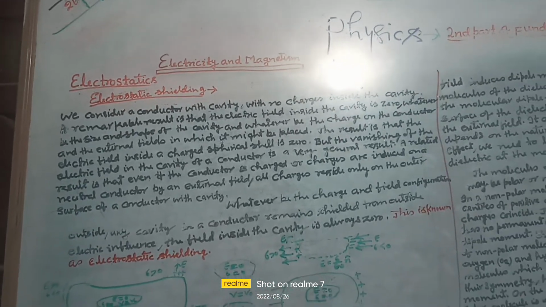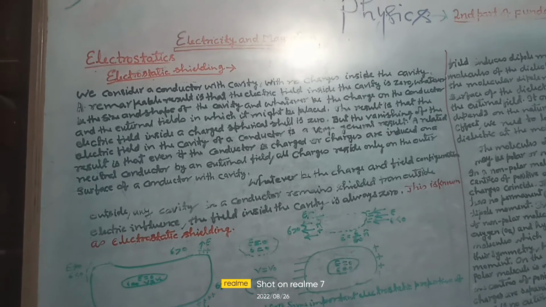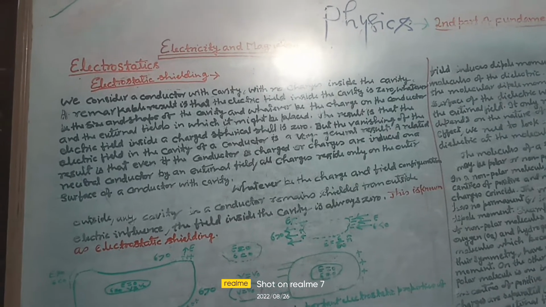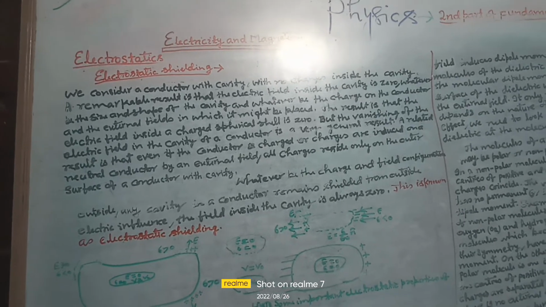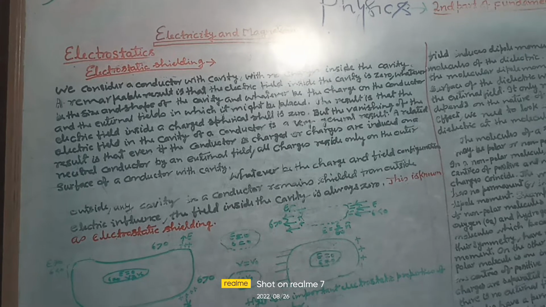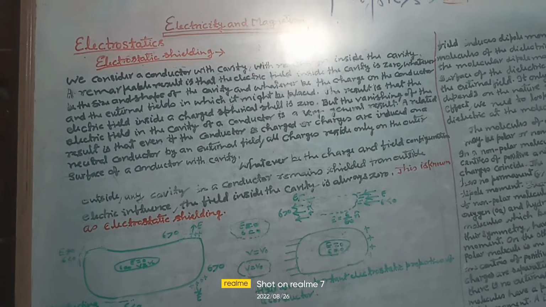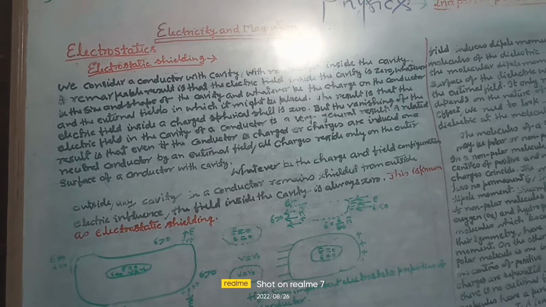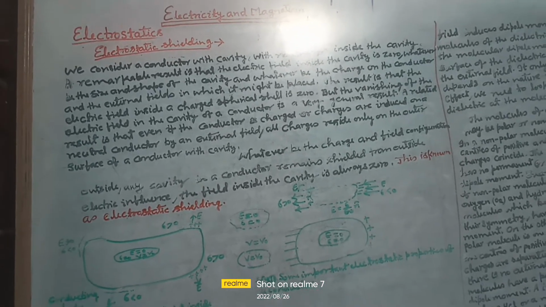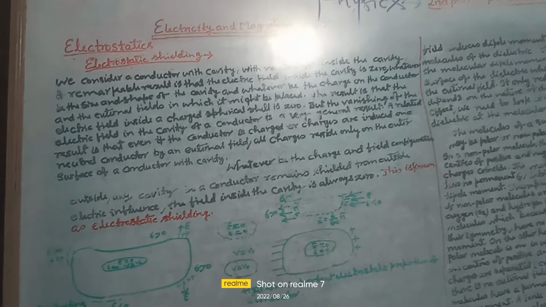Today we shall study about electrostatic shielding in electrostatics. We consider a conductor with a cavity with no charges inside the cavity. A remarkable result is that the electric field inside the cavity is zero, whatever be the size and shape of the cavity, whatever be the charge on the conductor, and the external fields in which it might be placed.